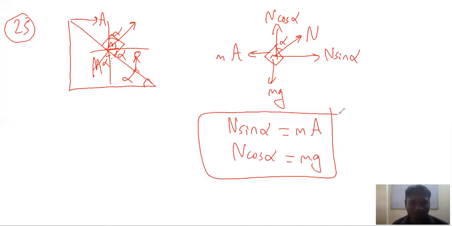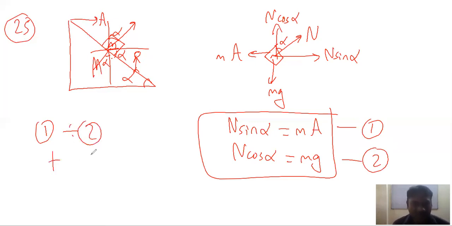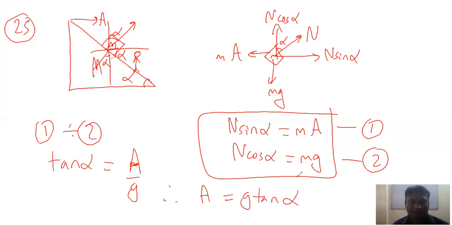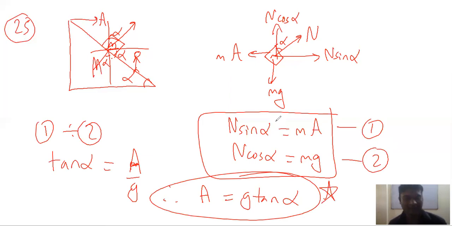If I divide these two equations, 1 by 2, I get sin upon cos, which is tan alpha, equal to capital A upon g. The value of acceleration is g tan alpha. So the answer to question number 25 is acceleration A is g tan alpha. So this is one method by which we can solve this question.